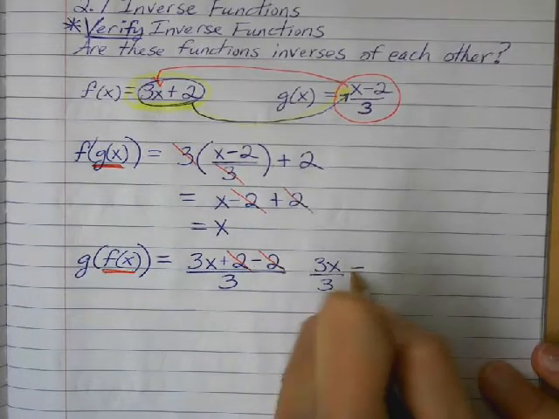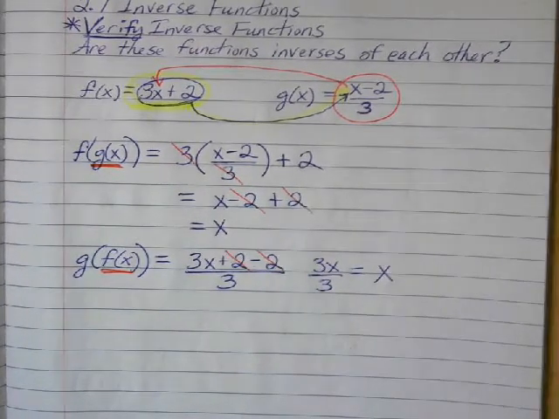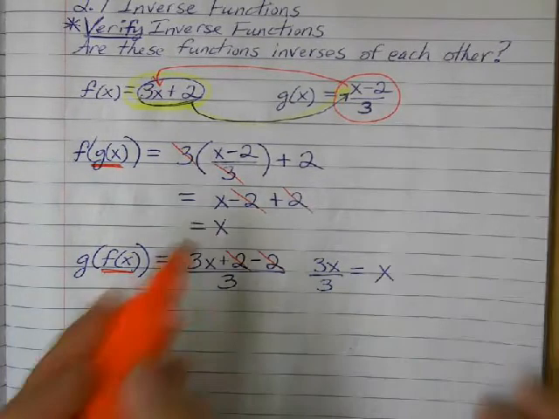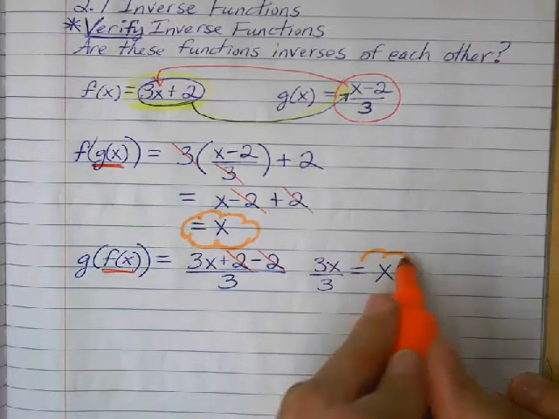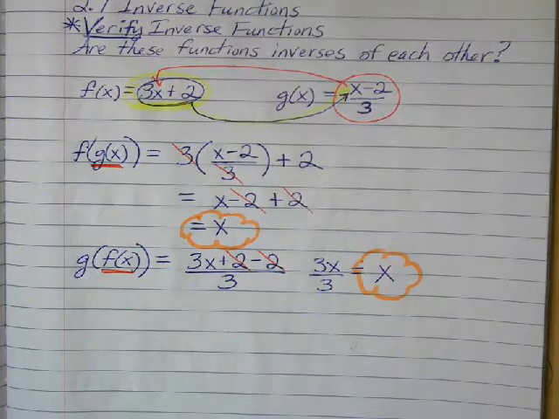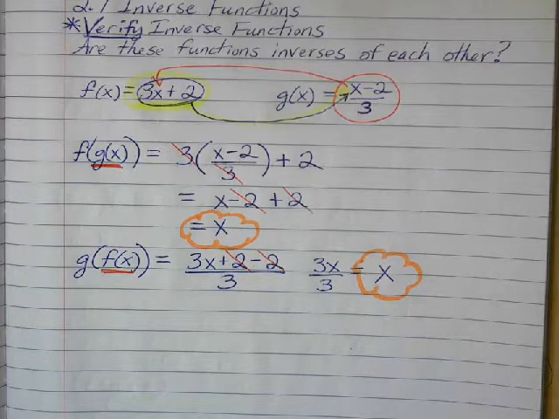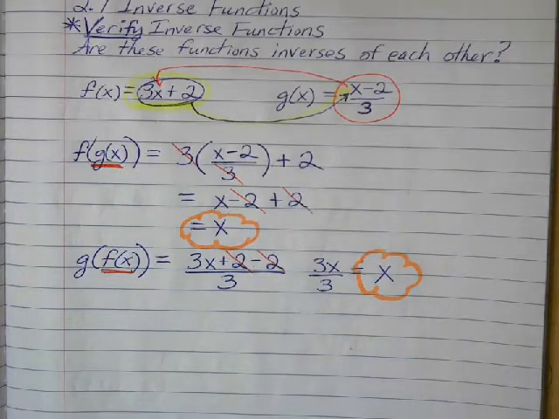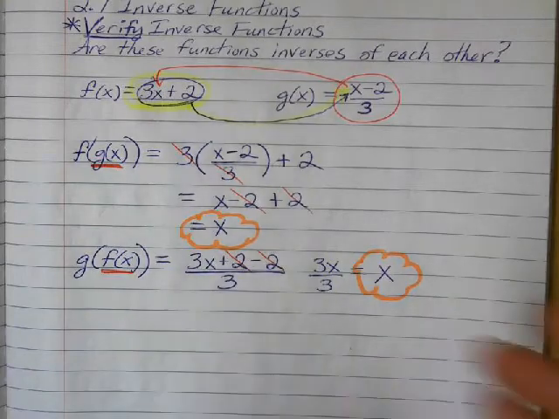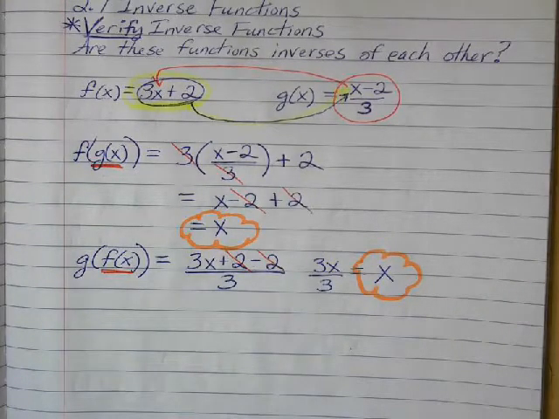Isn't that just x? So when you're done, to verify that they're inverses of each other, see how both answers came out to x? You plug one problem into the other, and then do it vice versa, plug the first problem into the second. And if they both work out and get down to x, they are inverses of each other. Is it always going to work out so easy like that? No, some of them won't be inverses of each other. Some will come out and you'll think, well, that didn't work, so that's not an inverse.